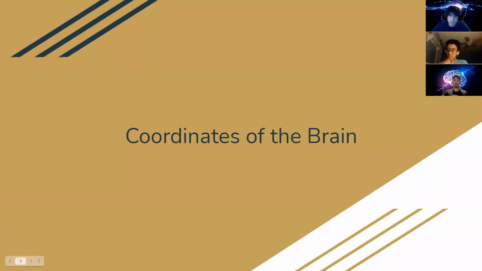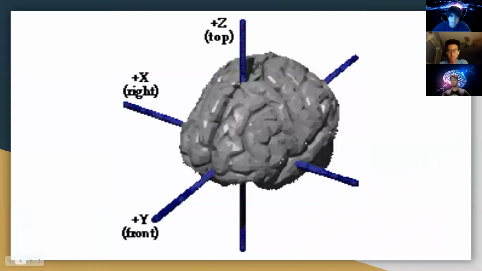In order to learn about the different parts of the brain, you first need to learn about the coordinates, or the directions, associated with the brain itself. So, the coordinates of the brain involve the different directions in the brain. Here are some of the directions that we'll be talking about. The Z direction is top and bottom, the X direction is right and left, and finally, the Y direction is front and back of the brain.